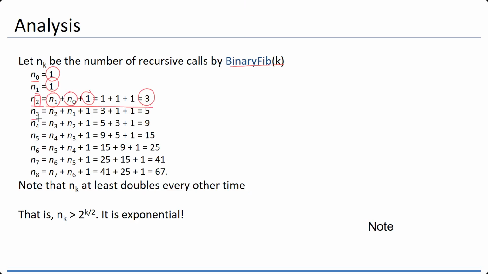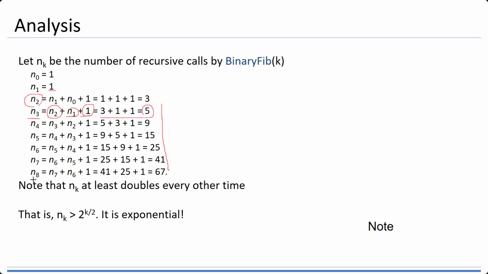What about n3? Now we need to check the number of operations for n2. So n2 plus n1 plus 1, because at least there will be 1 operation. And for n1, we have 1 operation. Then it means we will do at least 5 operations when it is n3. So you can check all those things.